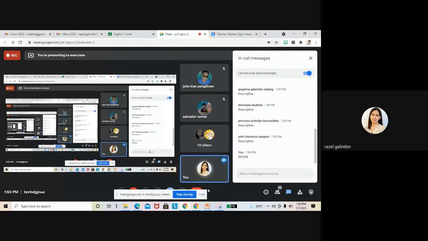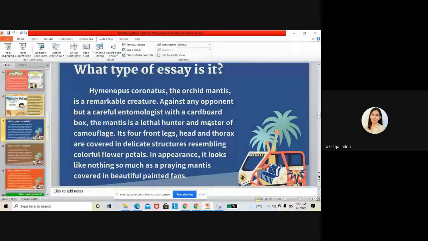This is an example of descriptive essay. Okay? This is an example of descriptive essay because the writer is describing the orchid mantis, which is called Hymenopus coronatus. Okay? So he is using different colorful words so that the reader can imagine what it looks like. So we can imagine what this orchid mantis looks like through his words. So this is an example of descriptive essay.